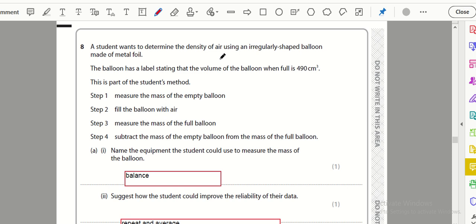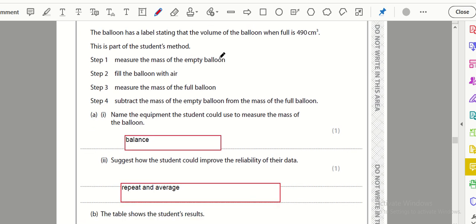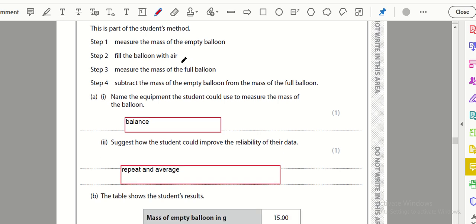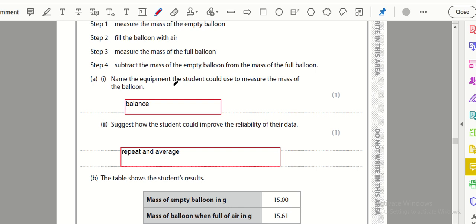Student wants to determine density of air using a regular shaped balloon. Balloon has a label stating that volume of balloon when full is 490 cm³. This is part of student method. Measure mass of empty balloon, fill balloon with air, measure mass of full balloon, subtract mass of empty balloon from mass of full balloon. Name equipment the student could use to measure mass of balloon.